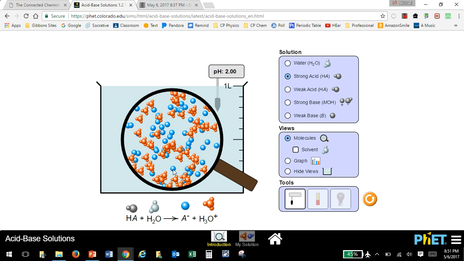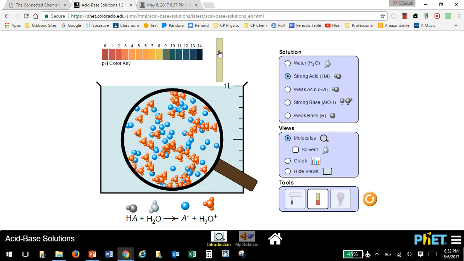There's a whole bunch of H3O plus in there and a whole bunch of whatever the anion is minus. So if this was hydrochloric acid, that would be Cl minus. If this was sulfuric acid, that would be the SO4 2 minus or thereabouts. So that's a strong acid. You can see the pH is very low for a strong acid. This is a cool thing where you can dip in your pH paper and compare the color to whatever it is.